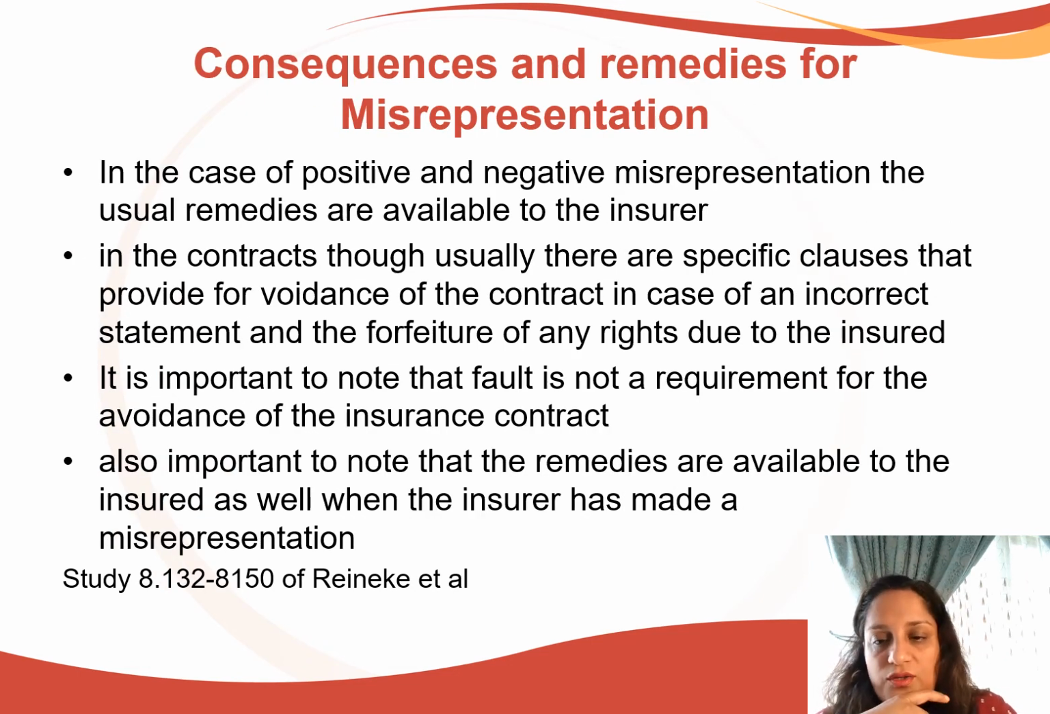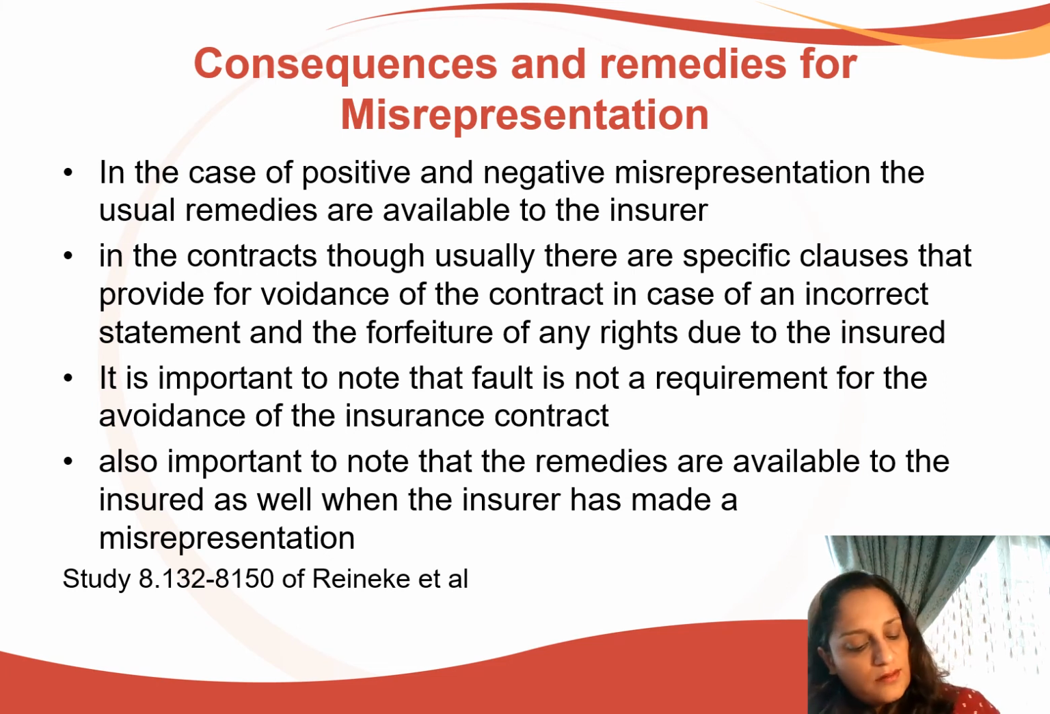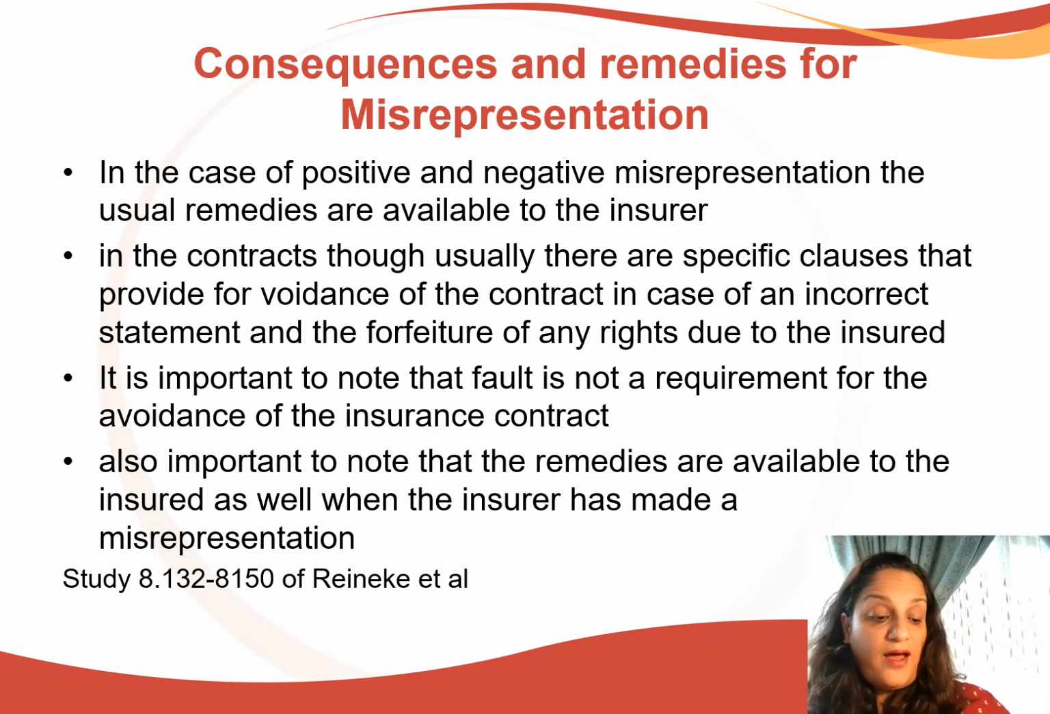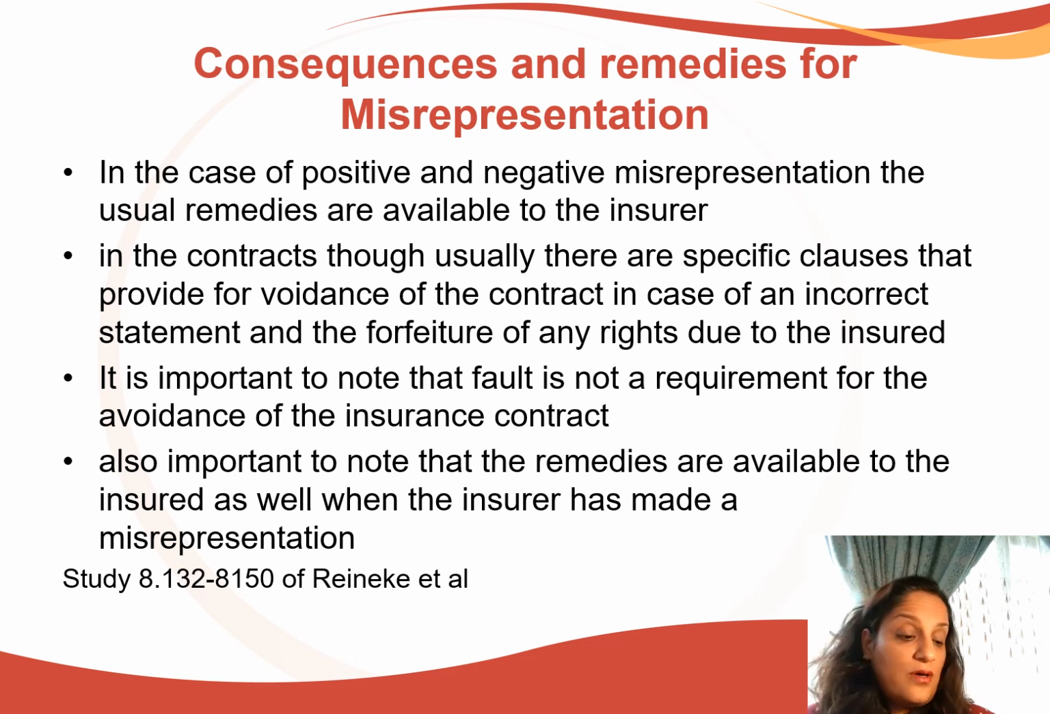So what are the consequences of misrepresentation and remedies? Firstly, of course, the usual remedies. So you will have that makes the contract voidable, and the insurers have taken a second step by providing in the contracts that if there is misrepresentation, the contracts could be avoided. And also, they do, in a lot of instances, put in a forfeiture of rights as well. Any rights that are due to the insured are forfeited. So they will put those in.